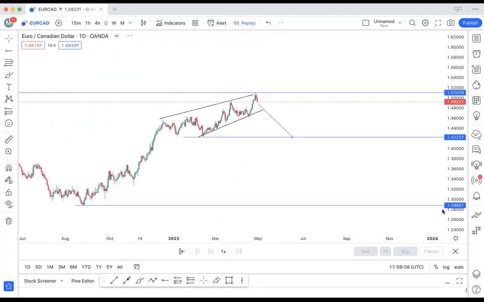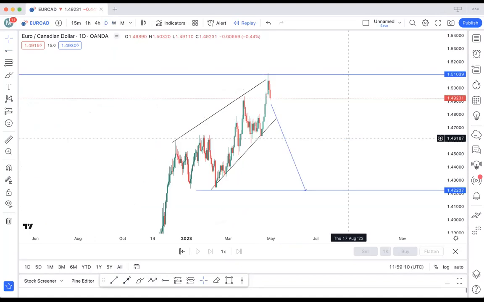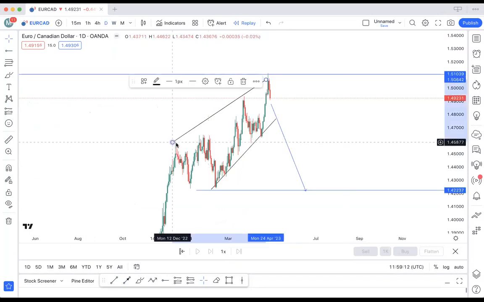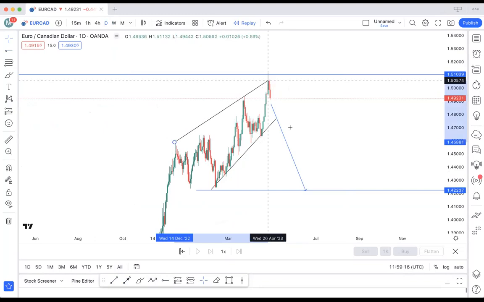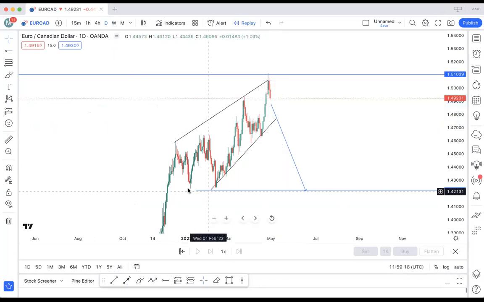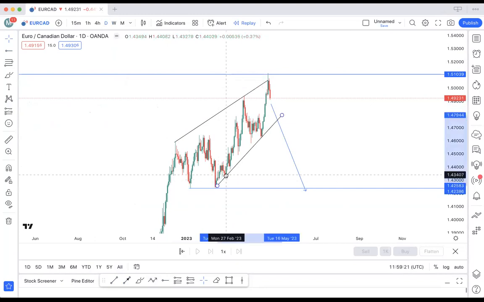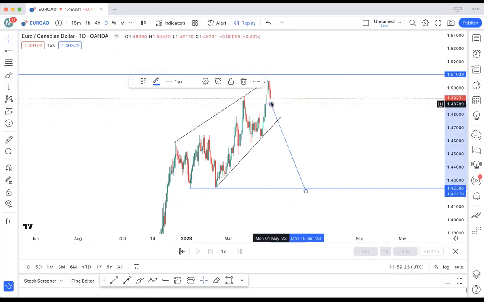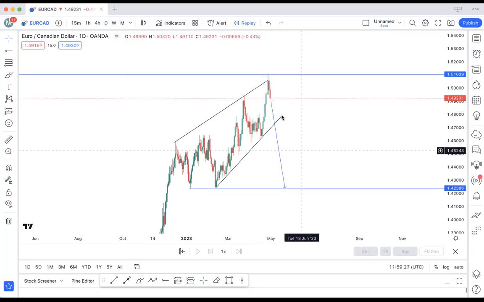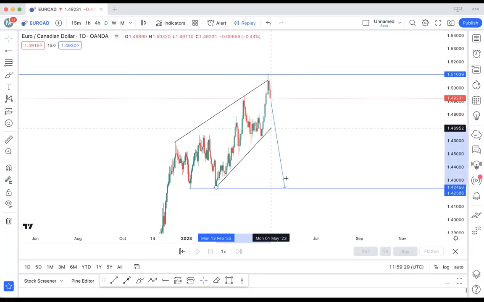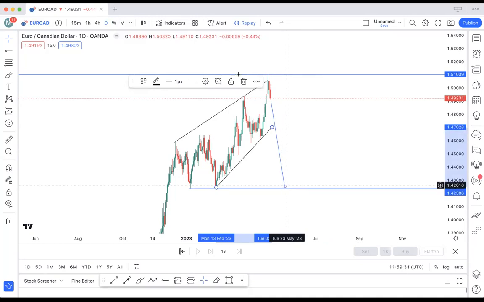So also let's jump on the daily. On the daily, that structure is even more clear. As you can see, the third touch is giving us overall candle confirmation. So this has a higher probability of dropping up until the 90% drop.